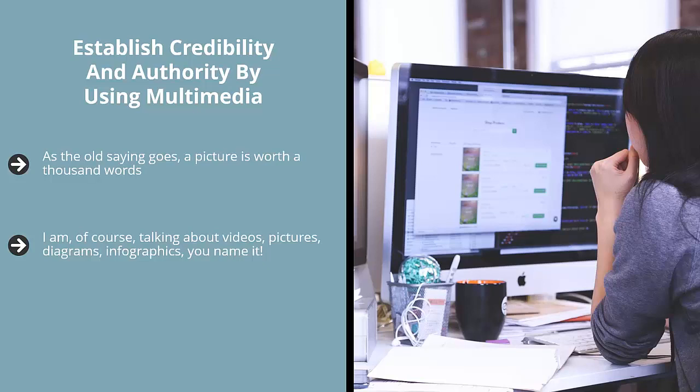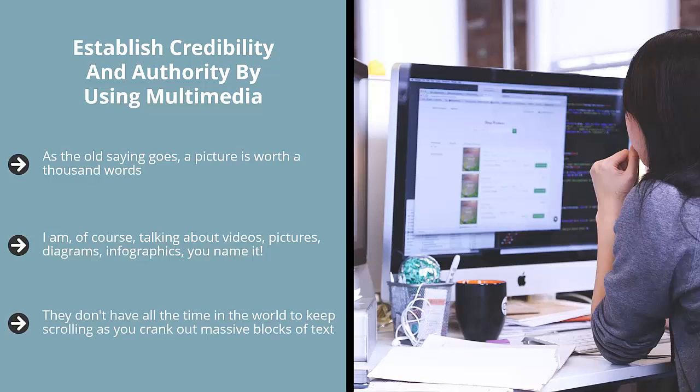Please understand that most people now view online content through mobile devices. They don't have all the time in the world to keep scrolling as you crank out massive blocks of text. You might want to break those pieces of text up.